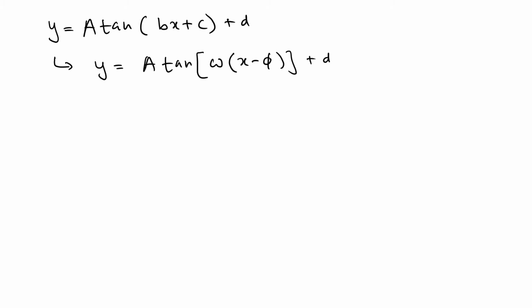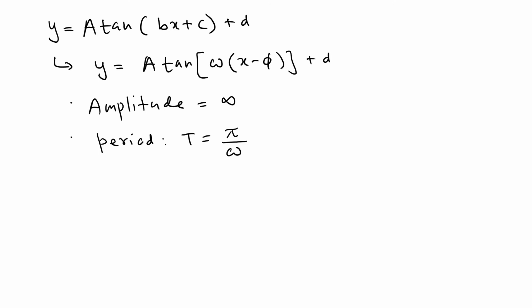And again, you can see tangent goes to infinity, so there's really no amplitude here. But if you want to write the amplitude like before, it is infinity in this case. What is important is the period. The regular period for tangent is pi, but you have to divide by omega because there are omega many cycles. And then the phase shift, if you write in this form, is phi. The same discussion as before about positive and negative applies, because it's a transformation.